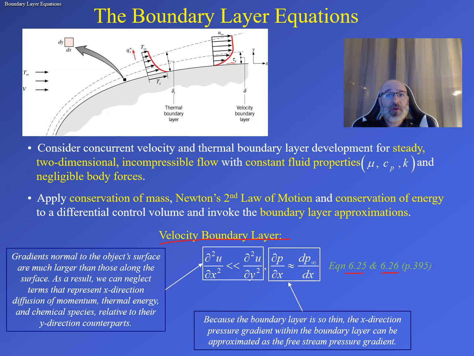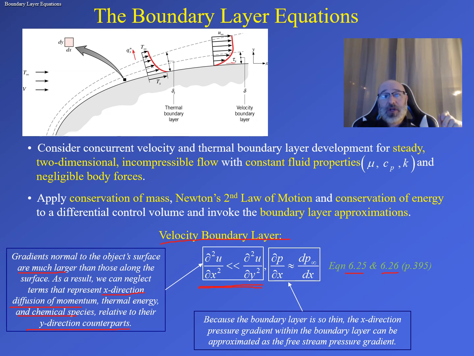If we take a look at this equation here, at the partials within it, the gradients normal to the object surface are much larger than those along the surface. As a result, we can neglect the terms that represent the x direction diffusion of momentum, thermal energy, and our chemical species relative to their y direction counterparts. So that's what we're saying for this relationship here.